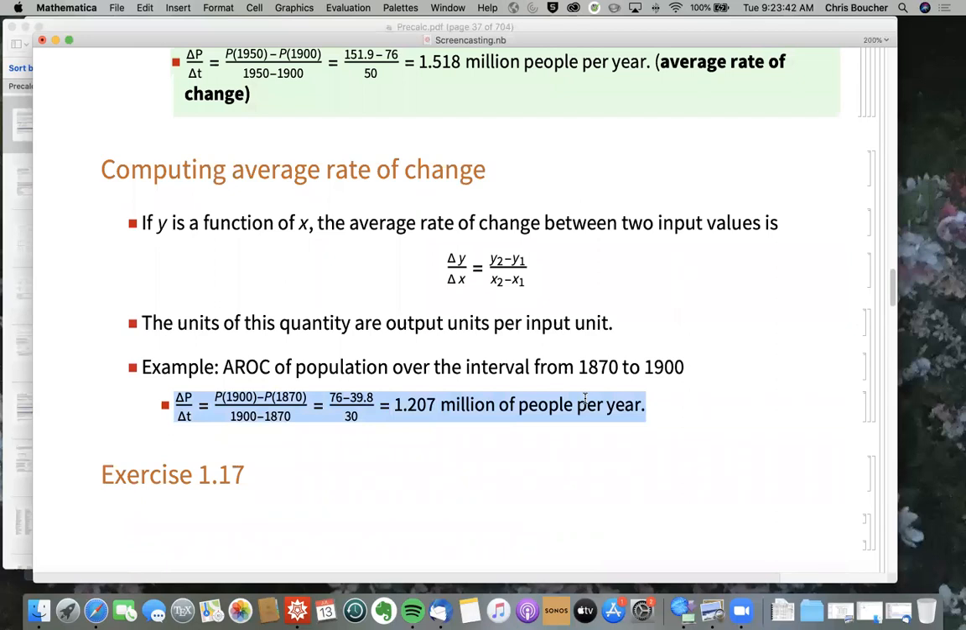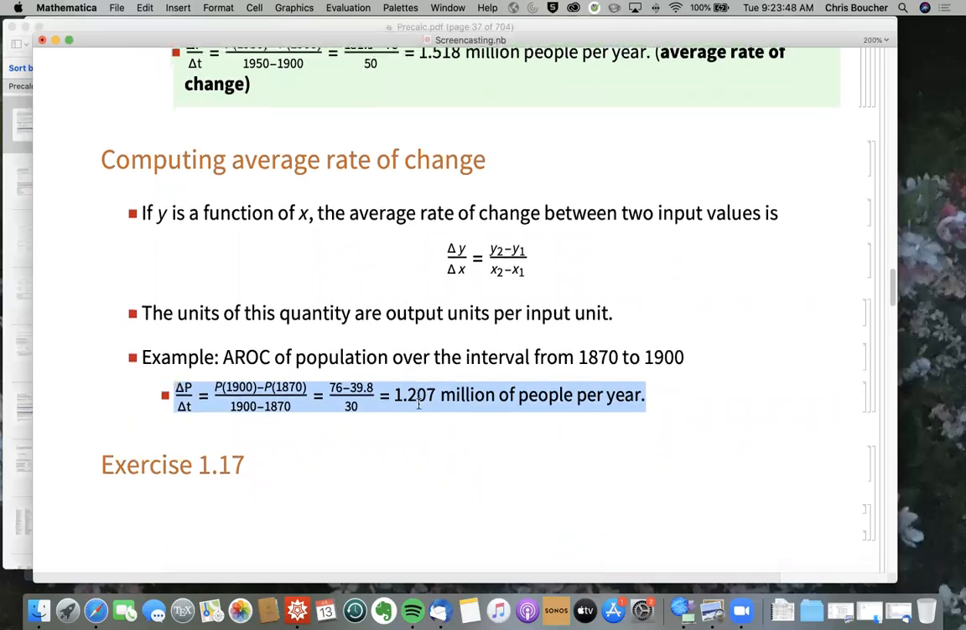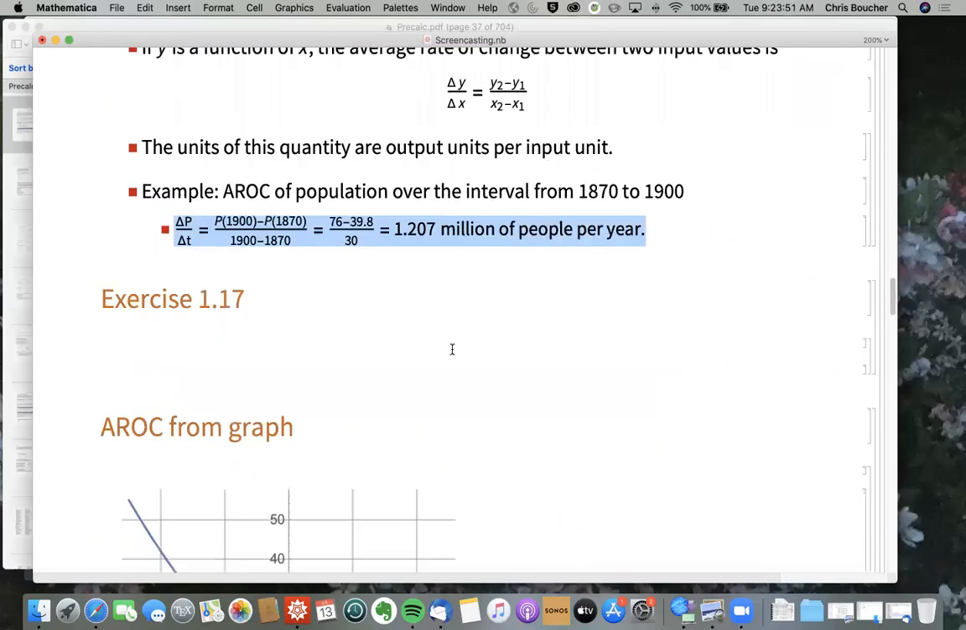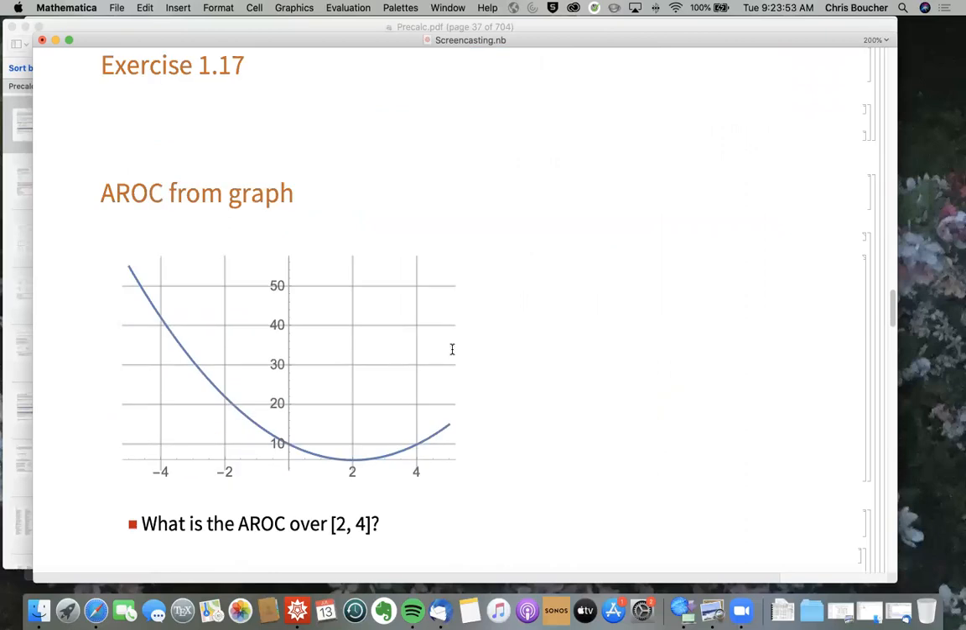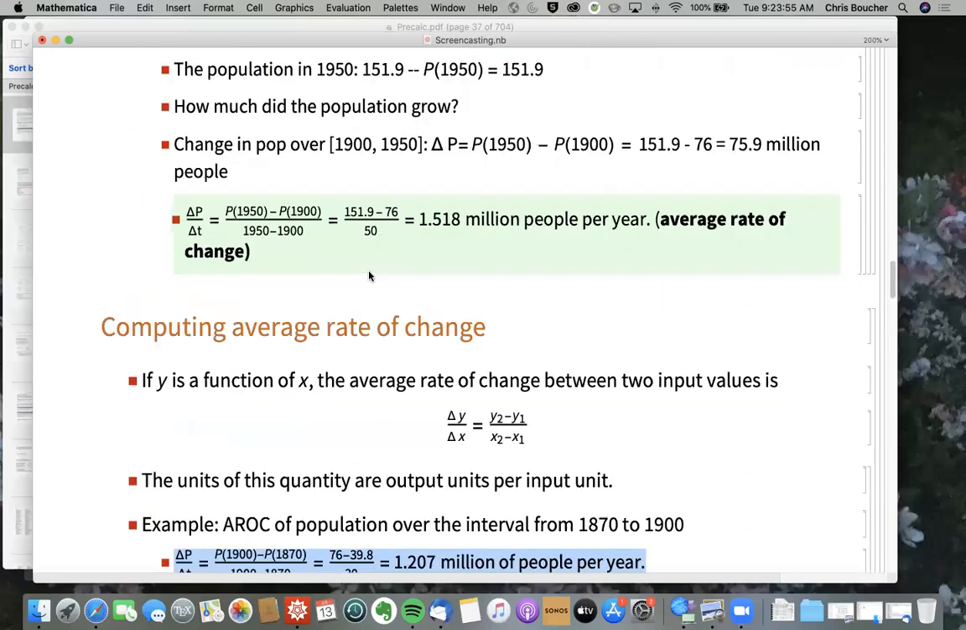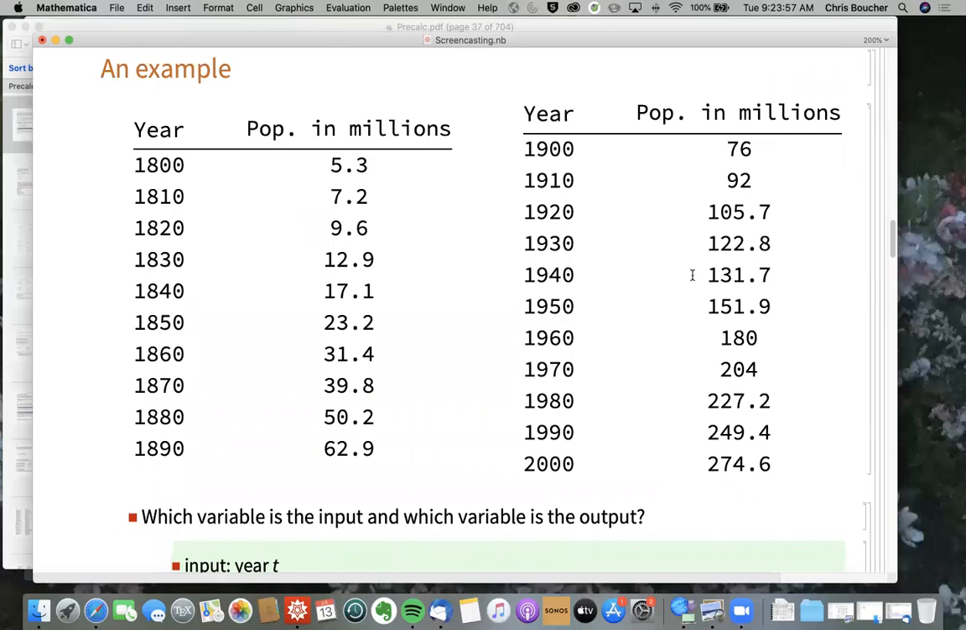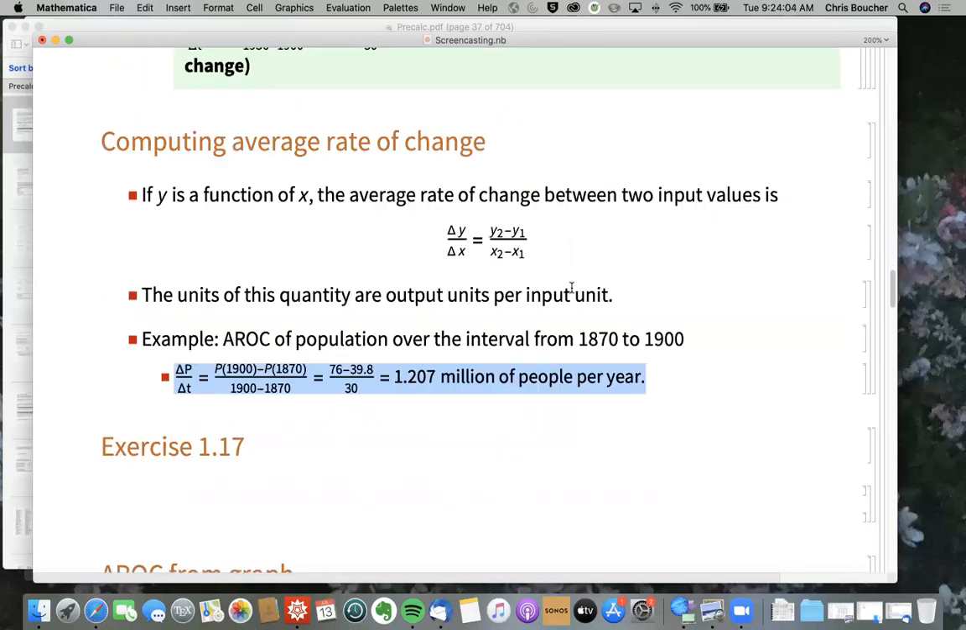Of course, the population grows in fits and starts. It's not the case that it grew by this many every year, but that's the average rate of change over the interval. Okay, so from a graph, let's say, here what we did was we started with an input-output table, basically. This table is an input-output table, and we calculated average rate of change from the table.